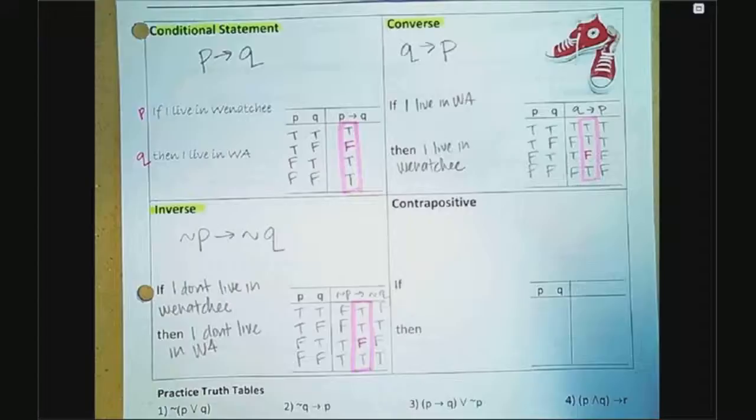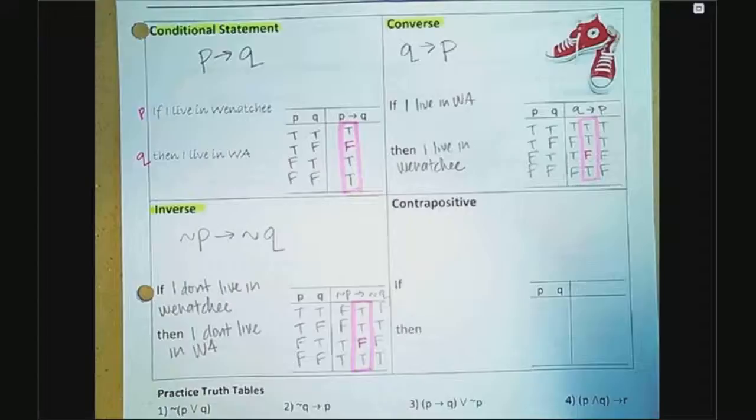P is sufficient for Q. Q is necessary for P. We can say all P are Q, or Q if P. Those are the variations for P implies Q.